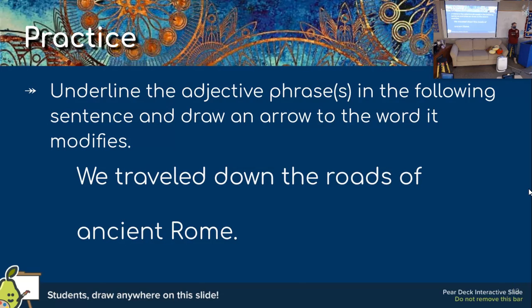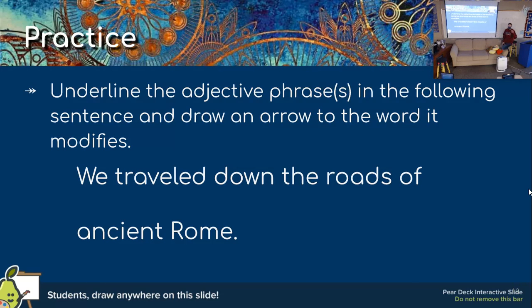Now, what are they modifying? Which one is our adjective phrase, modifying a noun or a pronoun? Marcus, what do you think? Down the roads. Nope. What is down the roads modifying? What is it telling us more information about? Traveled. It's telling us where we traveled. So it's modifying traveled. What part of speech is traveled?